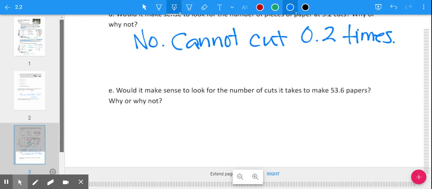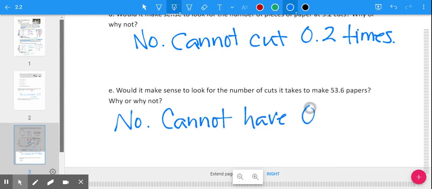Would it make sense to look for the number of cuts it takes to make 53.6 papers? No. You cannot have 0.6 papers because we're talking about how many pieces of paper there are. If you cut it, it's a whole piece.